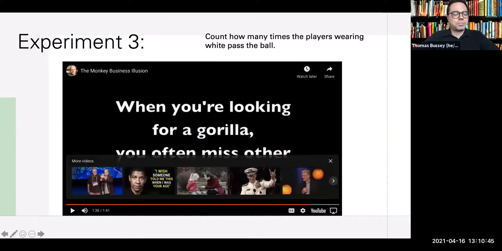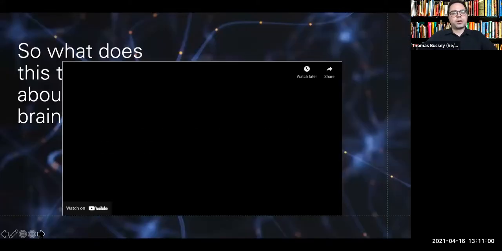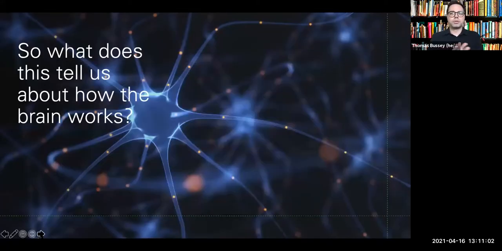So this is a particularly well-known experiment known as the selective attention experiment, where depending on what you're focusing on, you'll notice different parts of the representation that's being depicted for you. So what I want to consider is, what do those 3 individual experiments tell us about how the brain works, and what can we use from that in the classroom?